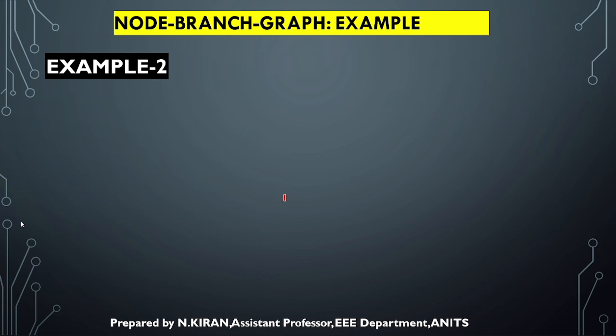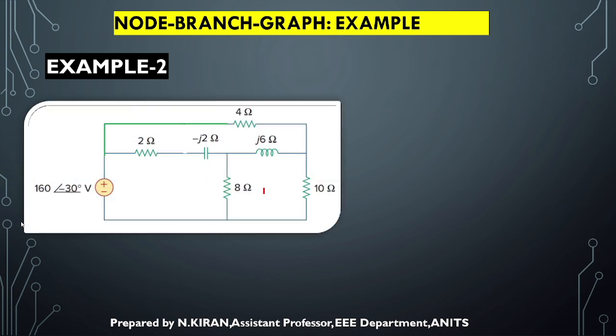Another example for us to understand. Here how many nodes are there? This is one node, this is the second node, and this is the third node. Here I have a voltage source, so this is the fourth node. So 4 nodes I have.